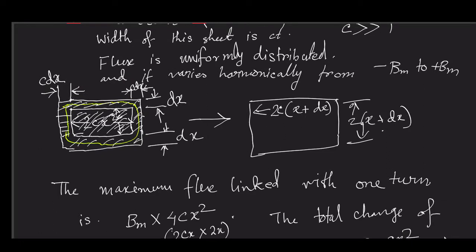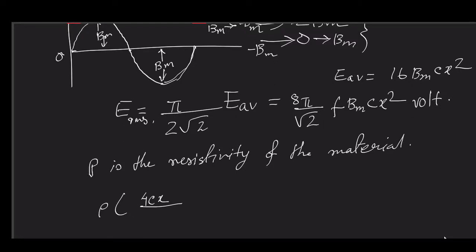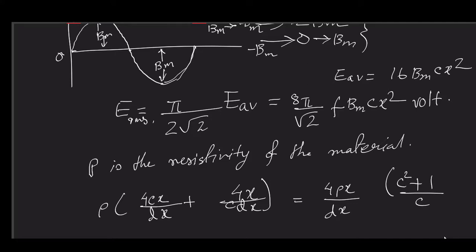Like 2cx in this direction, 2cx in this direction. So 4cx by dx plus another one will be 4x by c dx. So that gives us the effective value of the resistance, that is 4 rho x by dx. Then here we are having c square plus 1 by c.